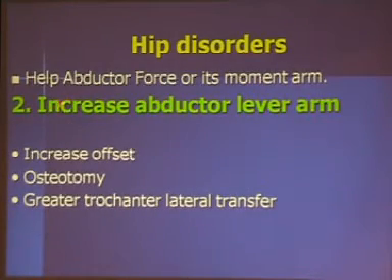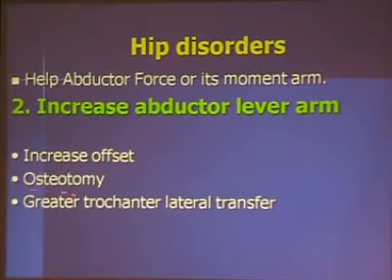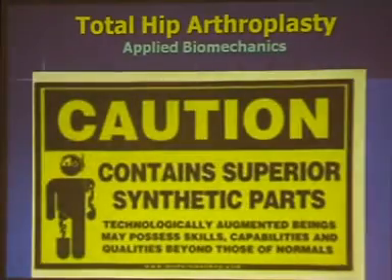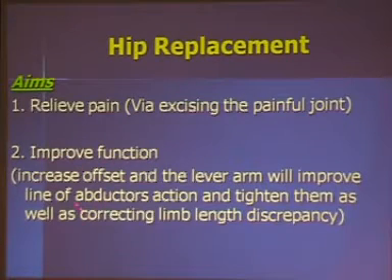Again, as we said before, in addition to that, we could increase the abductor lever arm by increasing the offsets. I'm coming to that in a minute. Osteotomy and greater trochanteric lateral transfer, and this used to be done in the days of Sir John Charnley, as I'm going to mention later. Now, quickly, we are starting with the total hip arthroplasty. Right. What are our targets, or our aims in hip replacement? Obviously, to relieve pain by excising the painful joint and also improve the function. And we could improve certain things while performing total hip replacement by optimizing our offset and increasing the lever arm.